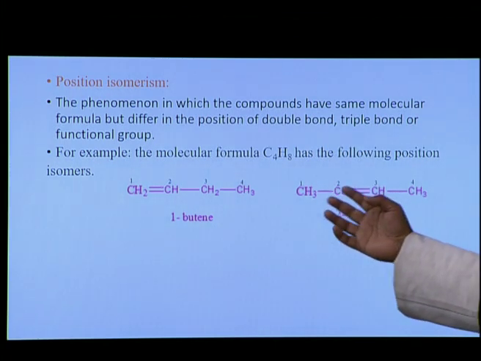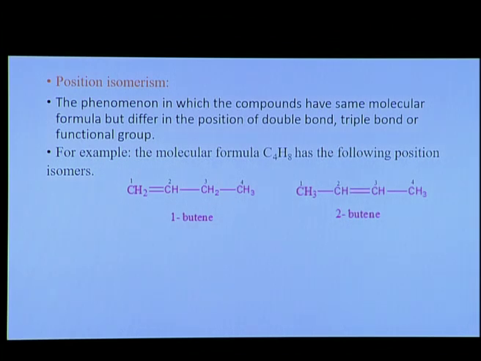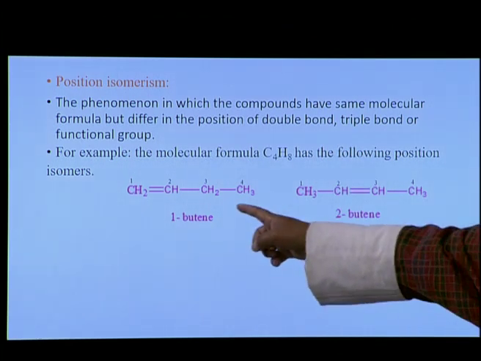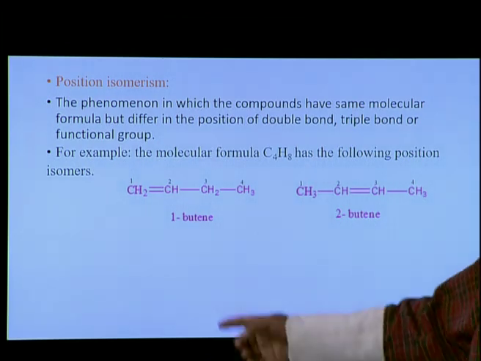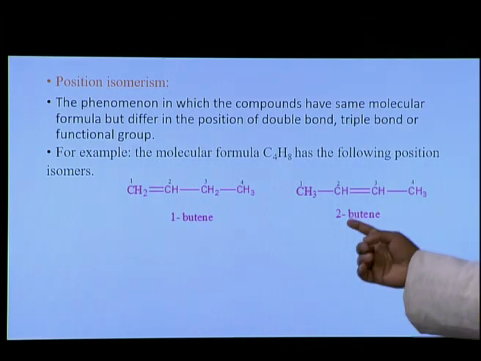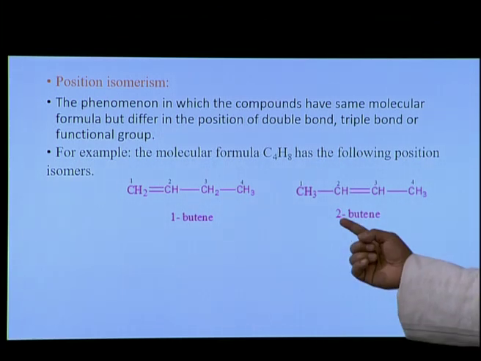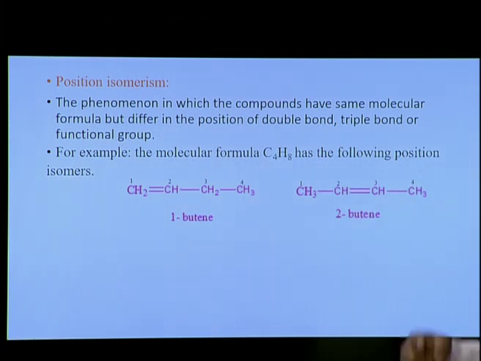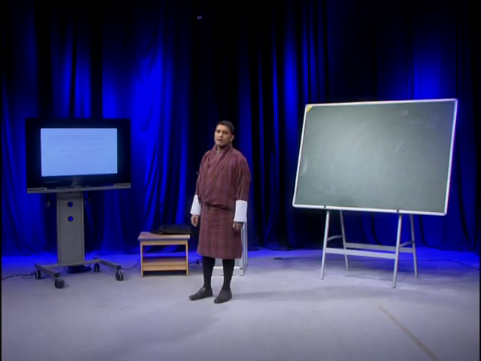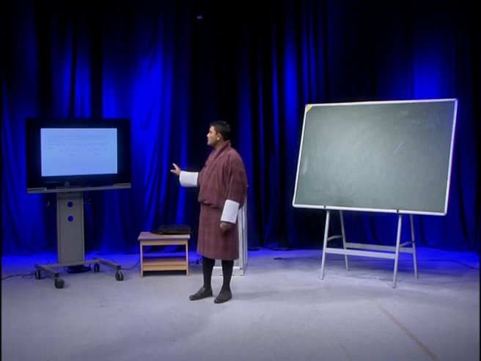Now, these 2 compounds differ in the position of the double bond. In this case, we have the double bond at carbon number 1. In this case, the double bond is at carbon number 2. Therefore, it becomes 2-butene. So, these 2 compounds are called position isomers. They differ in the position of the double bond.